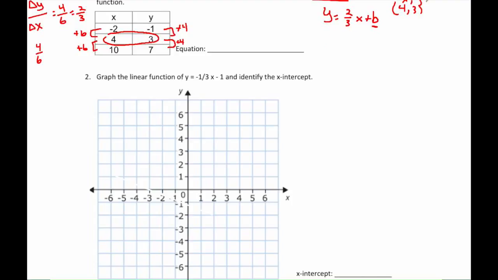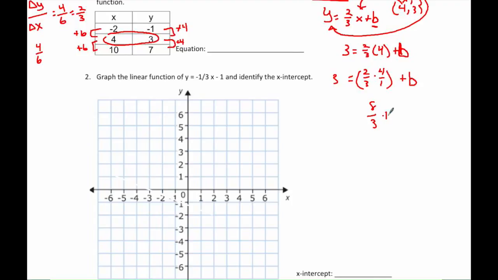So I'm going to take this y and I'm going to substitute it in there. I'm going to take this x and I'm going to drop it in there. And this is what I have. I have 3 is equal to 2/3 times 4 plus b. I have everything filled out except for b, because that's what I'm looking for. 2/3 times 4 is, well, 2/3 times 4/1. That's what's really happening here. Just multiplying my fractions, I have 8/3 plus b is equal to 3.